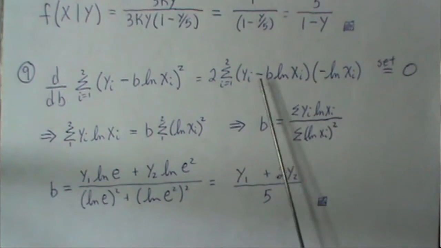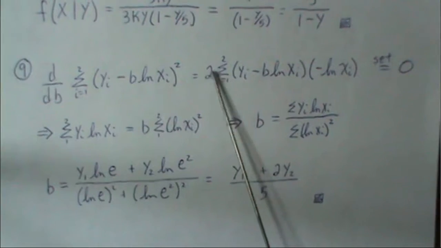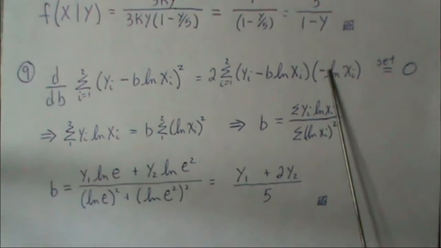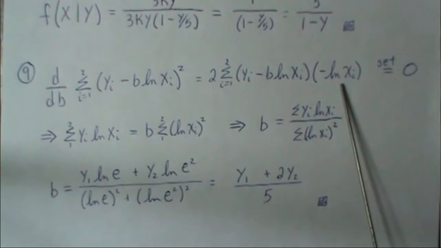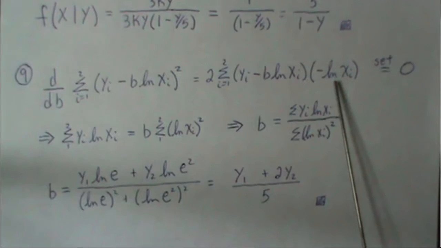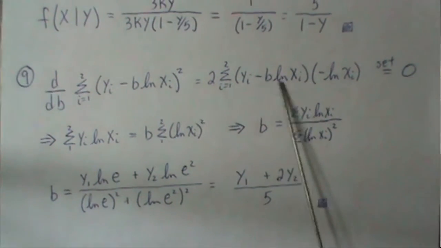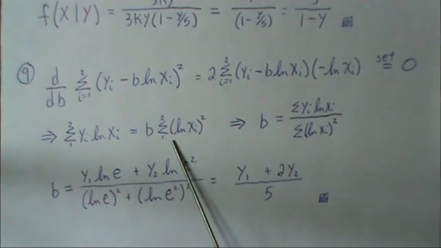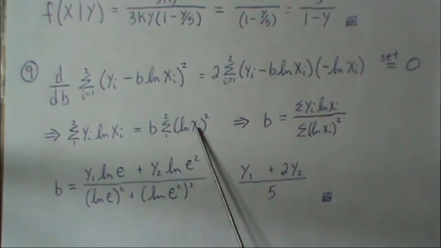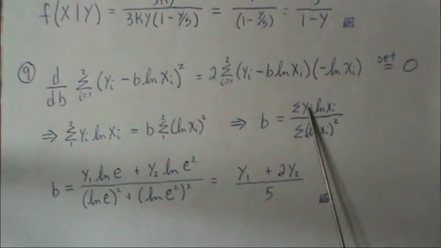First of all, I get rid of the 2 by dividing both sides. I divide by negative 1 to get rid of it. Then I take the log of x here, which is this piece, and multiply this times that, but it's negative, so I take it to the other side, and we get this. Then to solve for b, I divide by the sum of the log of x_i squared and get this.